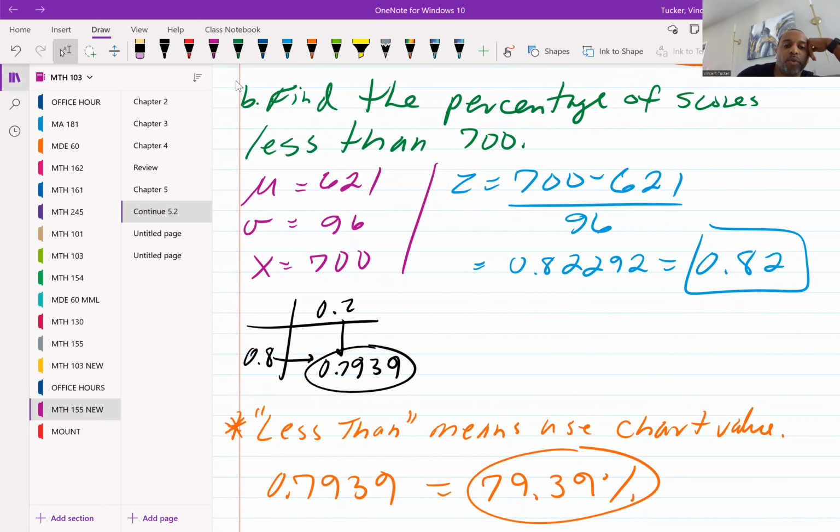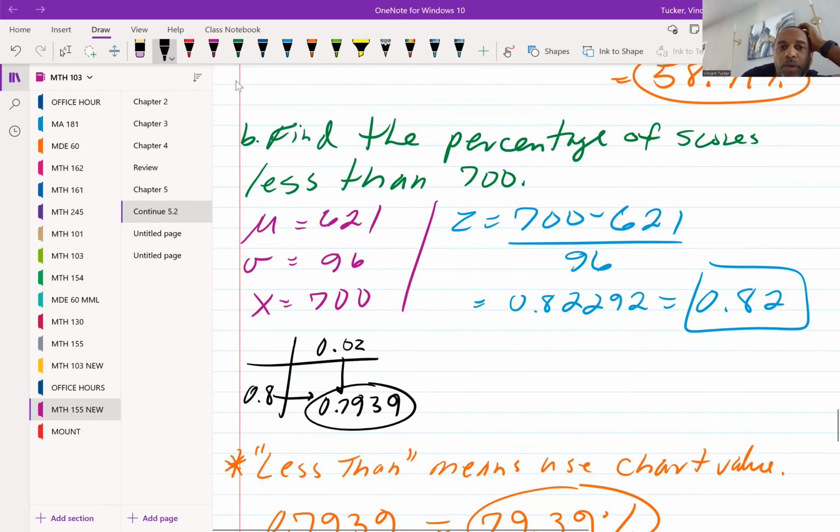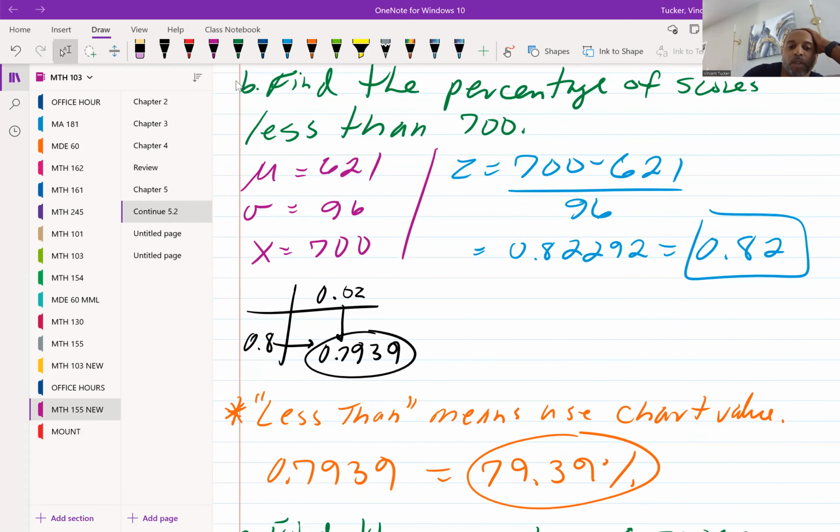And so 0.8 will be on the left column. That should be 0.02 up top. That'll give you 0.7939. Hold on, let me see. Did I put a 0 up here? Yeah, I did. Okay. And less than, which is what we were looking for, means that we would use the chart value. So 79.39%.